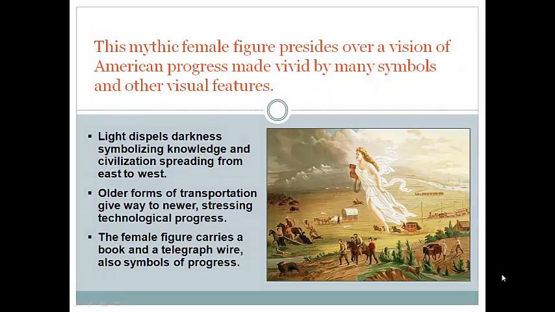This mythic female figure presides over a vision of American progress made vivid by many symbols and other visual features. Some of these features are described in more detail in the text on the left.